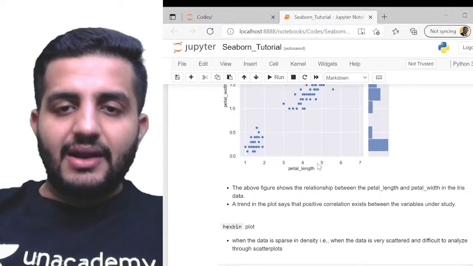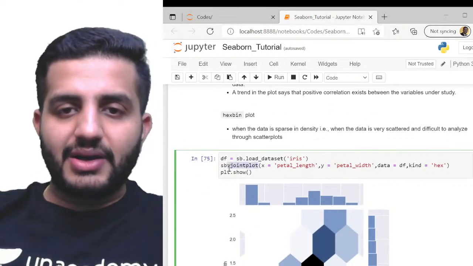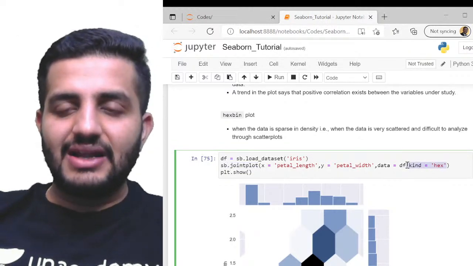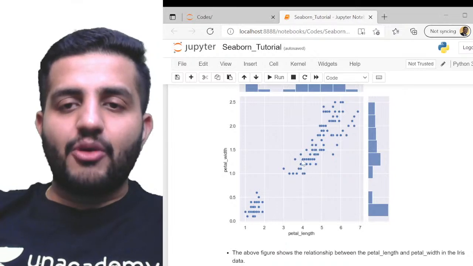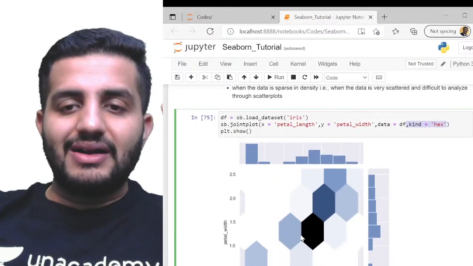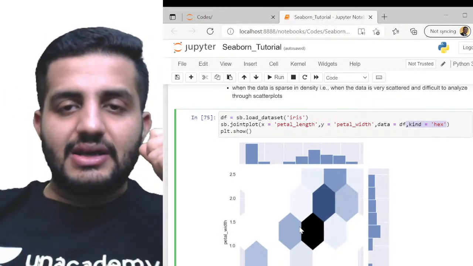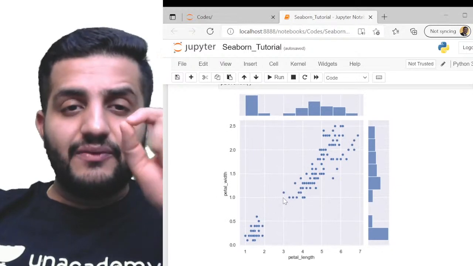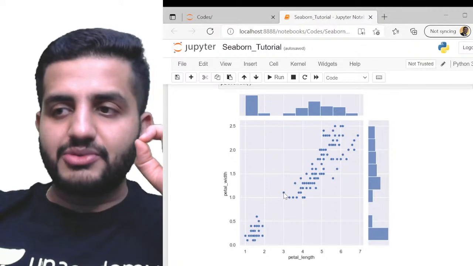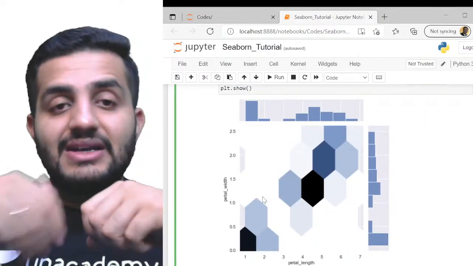Now, an advancement on top of this is hexbin. We can use the same joint plot, but in the function I can give the kind as hex. That means now I don't want this in the form of a scatter plot or dots. I want it in the form of hex bins. The difference between these two graphs is that in the scatter plot you are plotting the individual observations. This single dot is an individual observation, but in the hex bin, it shows the density of your observations.